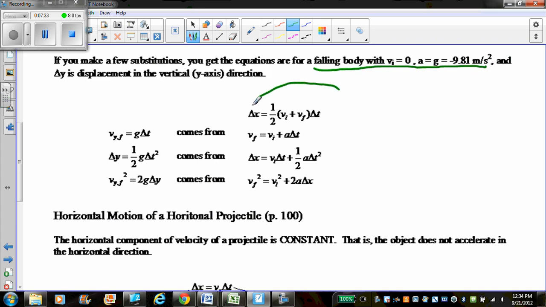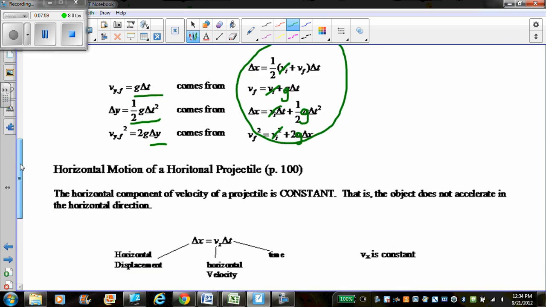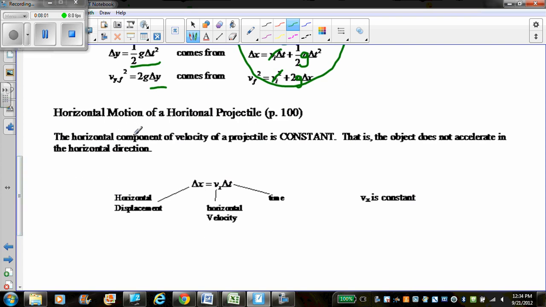So what I've done here is I've taken our 4 kinematic equations, and VI is 0, so we're just crossing it out. And then acceleration is negative 9.81, which we sometimes call G. So I'm just making that replacement, and you'll see that's where I get the formulas on the left. Now in the horizontal direction, the velocity is constant. That is, an object does not accelerate in the horizontal direction.